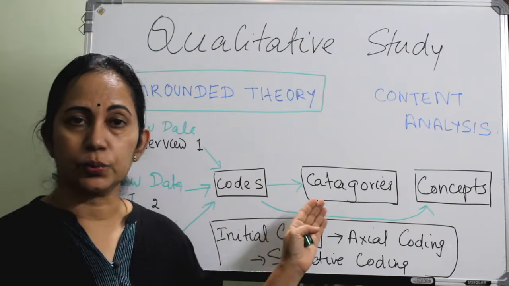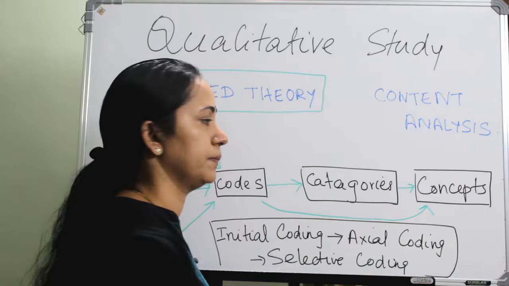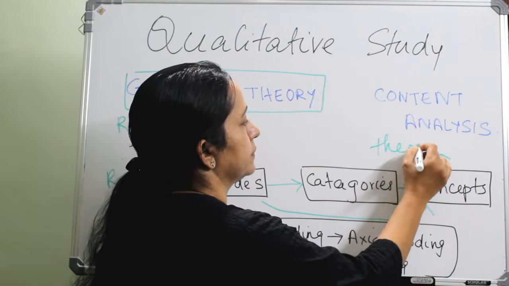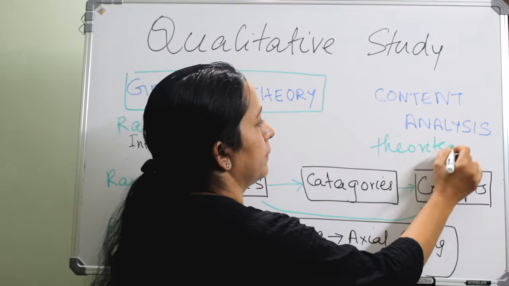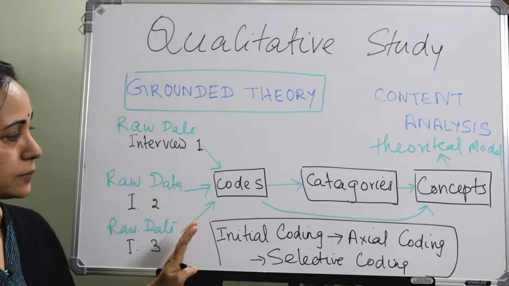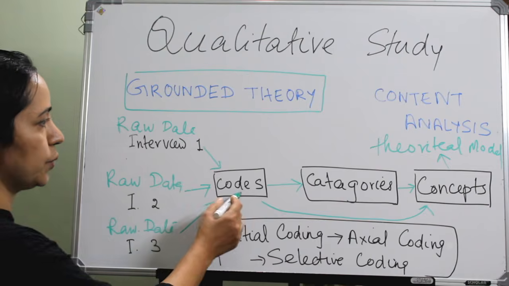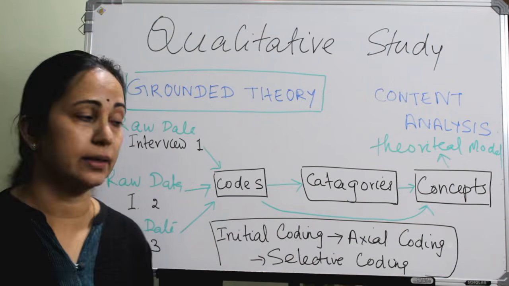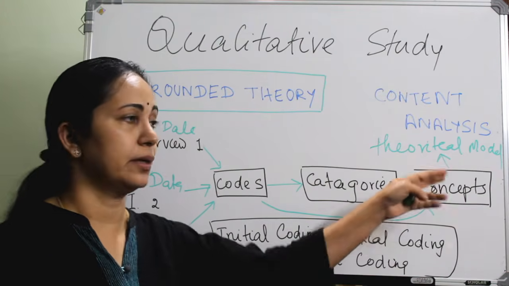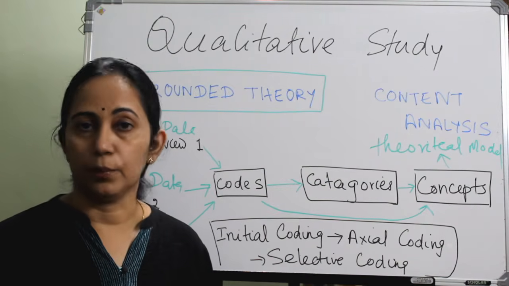The codes are made into categories and subcategories, and from there certain concepts are made. And these concepts are later formed into a theoretical model. So that is the grounded theory approach, or grounded theory analysis, in qualitative data. So raw data goes to codes, categories and subcategories, with initial coding, axial coding and selective coding, and from there concepts are made, and these concepts are later formed into a theoretical model.